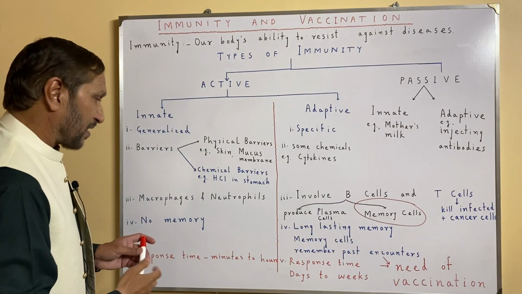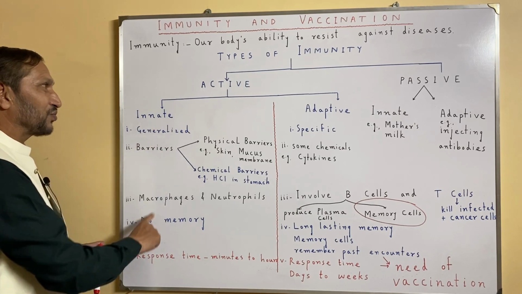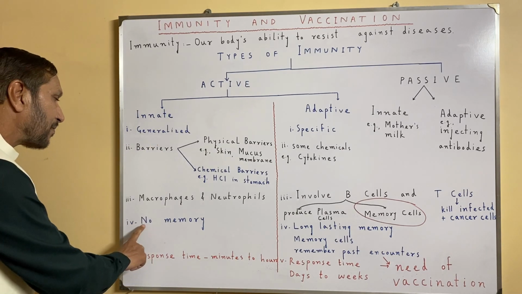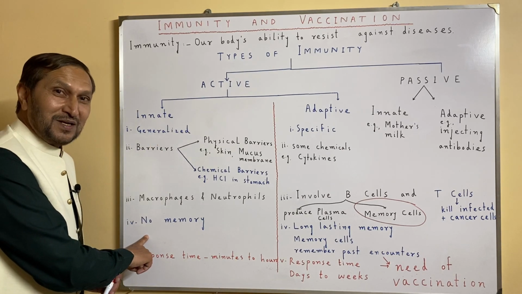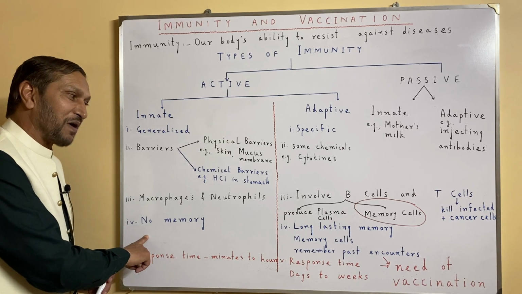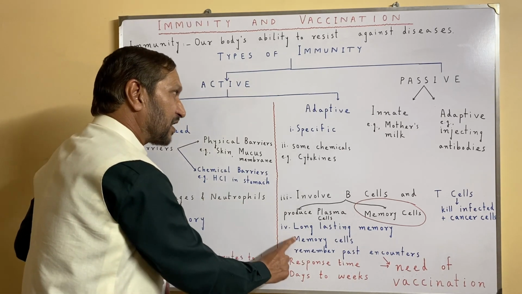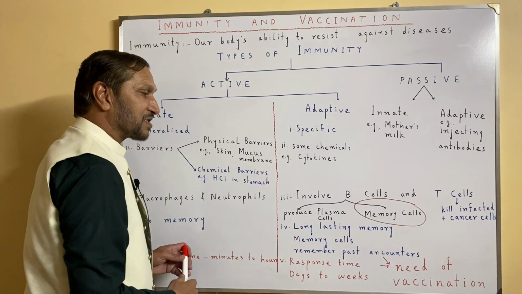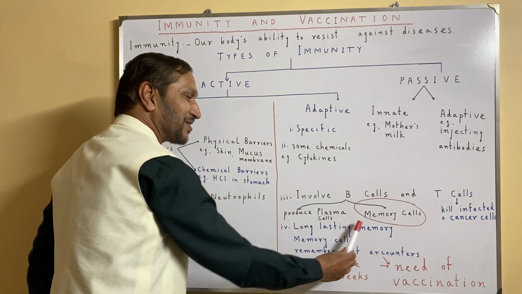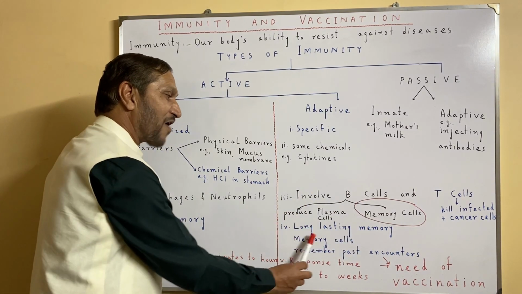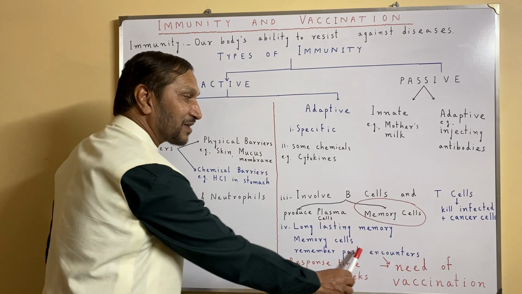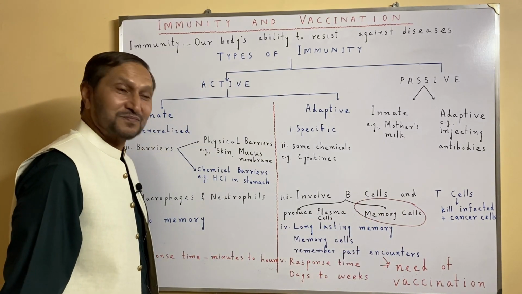So now once again I will come to the innate immunity. Innate immunity has no memory. Remember, it has no memory. But the adaptive immune system has long lasting memory, because it has memory cells which remember past encounters.